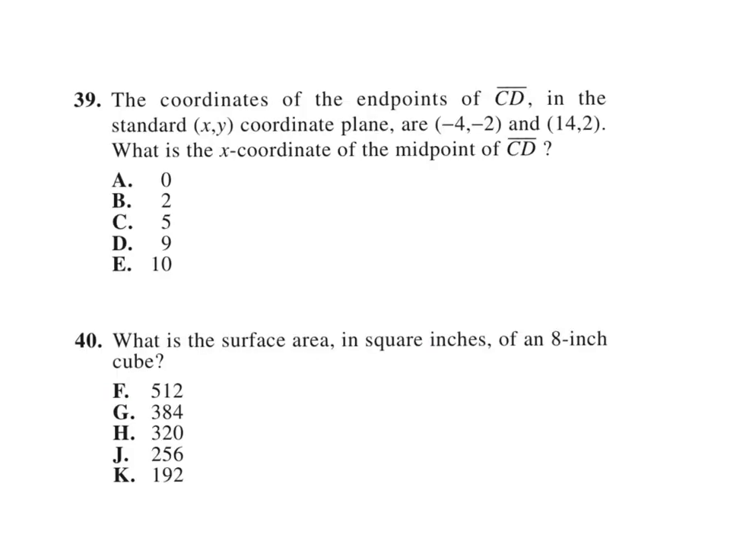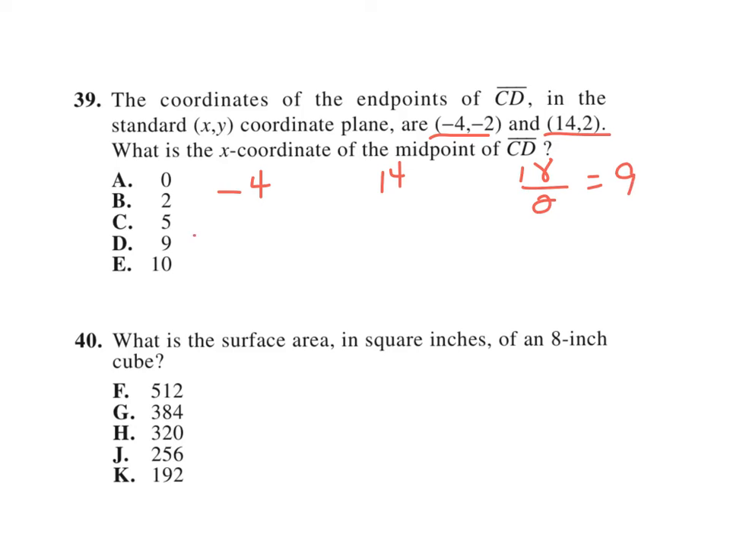The coordinates of the midpoint CD in the standard XY coordinate plane are -4, -2, and 14, 2. What is the x coordinate of the midpoint of CD? Well, if you don't remember the midpoint formula, then you're just going to have to think your way through this. If you have a coordinate at -4 and a coordinate at 14, that is 18 units between the two of those. And if you split that in half, that's 9.